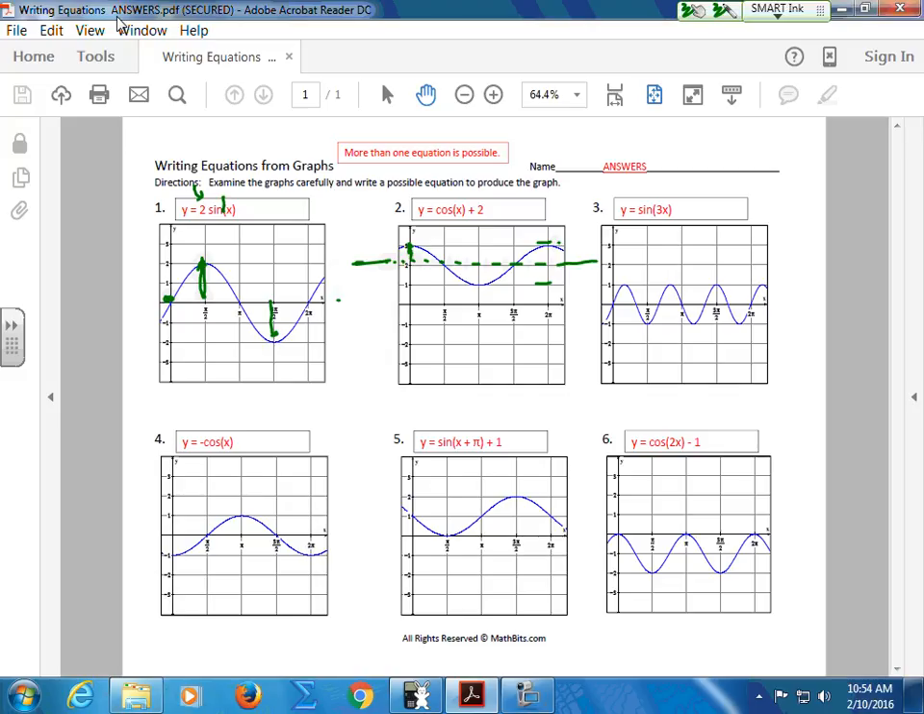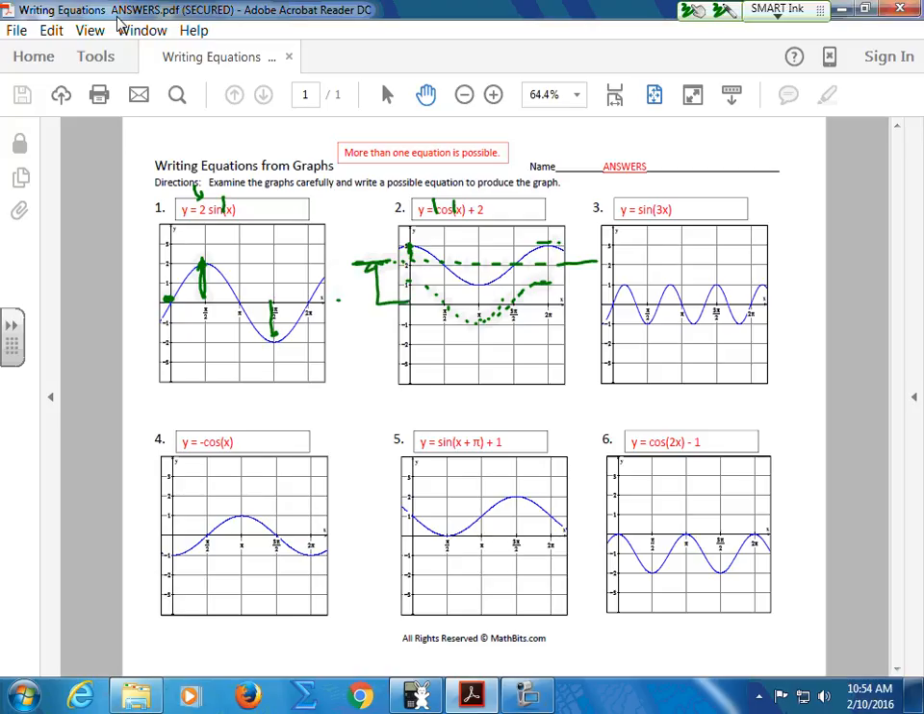Remember, cosine is different. Cosine makes that U. So 1, 0, -1, 0, 1. If I looked at it that way, right, there's my cosine curve. So far, I've got a 1 here, I've got a 1 here. Now, the biggest difference is it used to be here. It used to be here. It used to be here. So now, it moved from here to here.